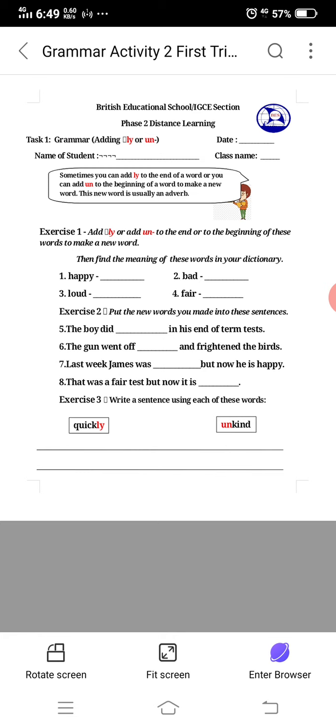Exercise number 3. Write a sentence using each of these words. I want you to write a sentence on the lines using the words quickly and unkind.